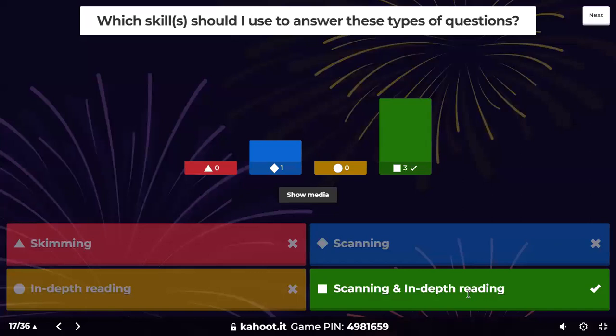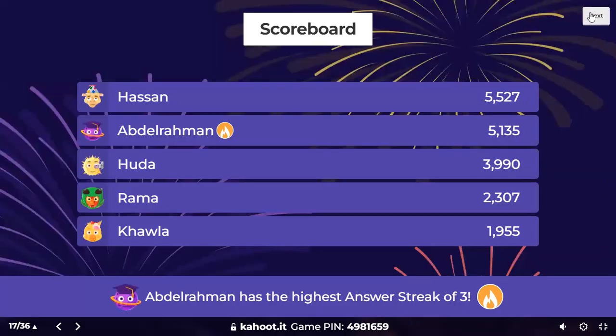Okay. Oh my God. There's one student who opted for the blue box. Now the blue is wrong. It is scanning and in-depth reading together. Now we cannot depend only on scanning. Simply because scanning will show you where the answer is, just to locate the answer. But to make sure that it is the correct answer, you need to employ in-depth reading. So I will show you how you can do this later on.